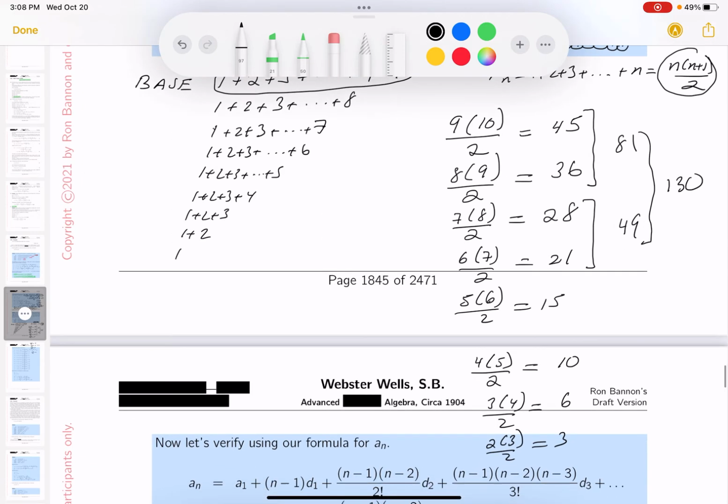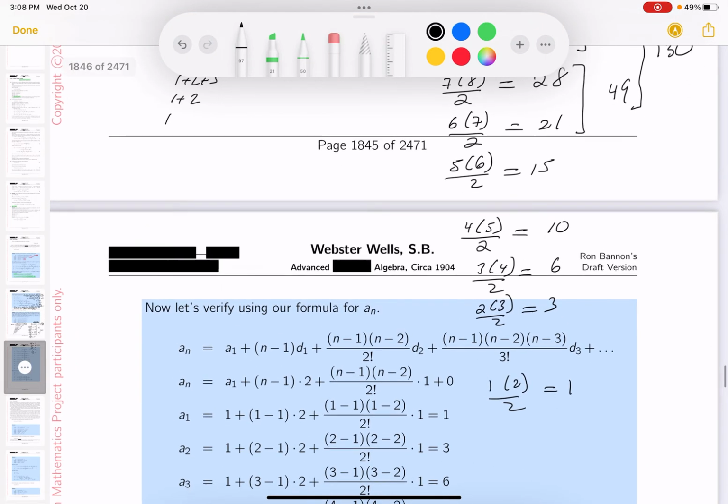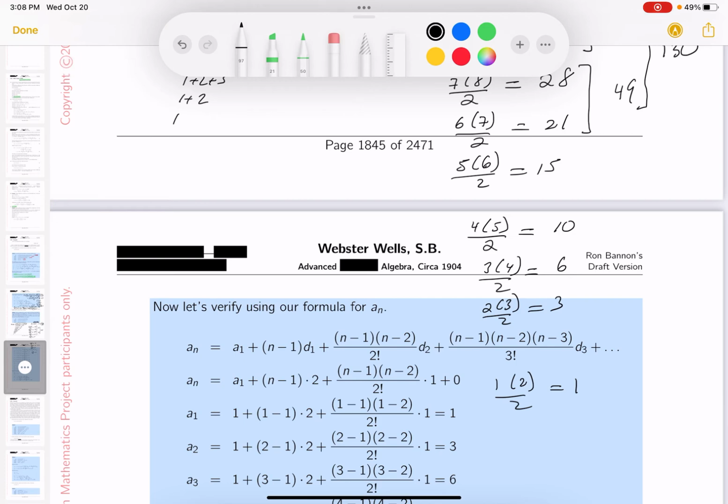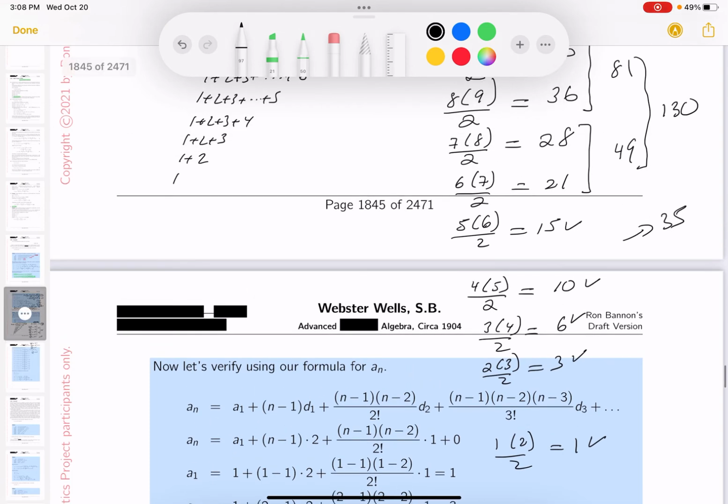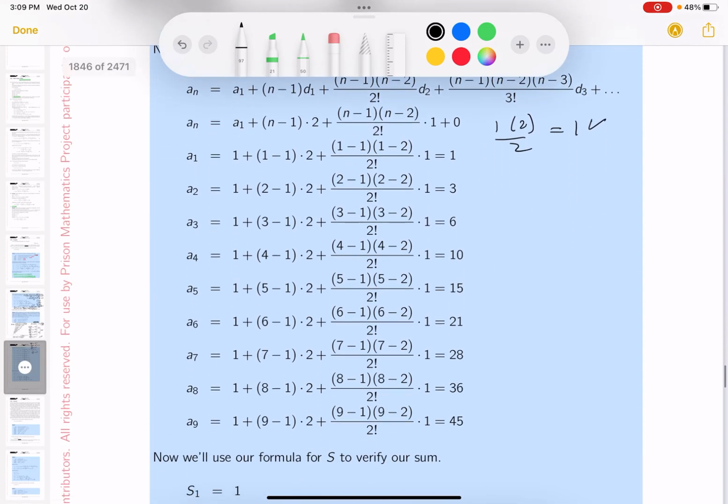Now let me do these. These are a little bit easier for me. I'm going to just pick them off: 1, 4, 10, 20, 35. So all these together here are 35. So how many shots do you get? 130 plus 35. It's 165 cannonballs.